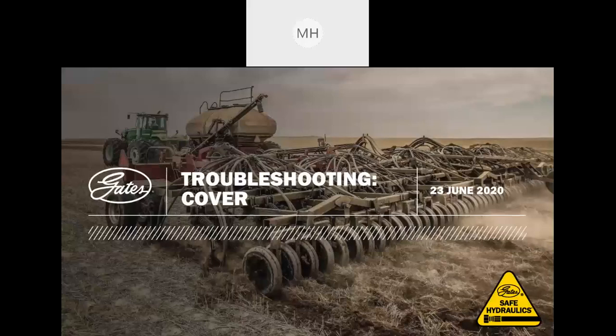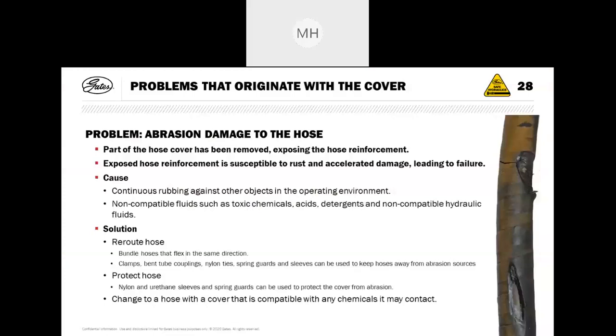Now, let's have a look at some cover troubleshooting. The problem in this one here, we're looking at abrasion damage to the hose. Part of a hose cover has been removed, exposing the hose reinforcement, as visibly seen there. Exposed hose reinforcement is susceptible to rust and accelerated damage leading to failure. The cause of this is continuous rubbing against other objects in the operating environment, or non-compatible fluids such as toxic chemicals, acids, detergents, and non-compatible hydraulic fluids.